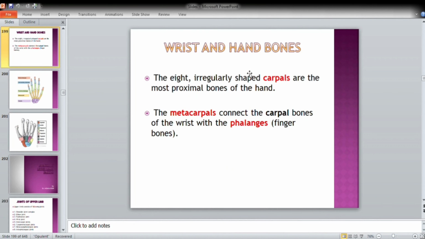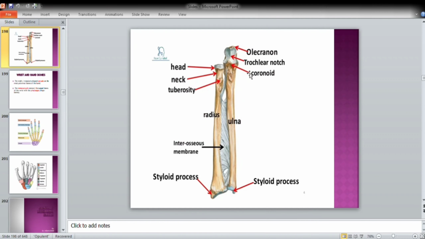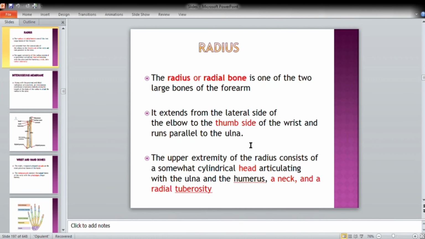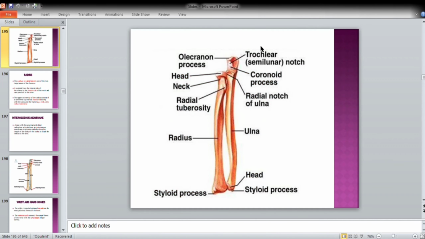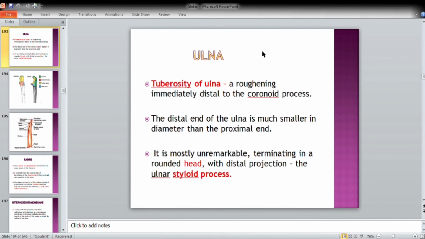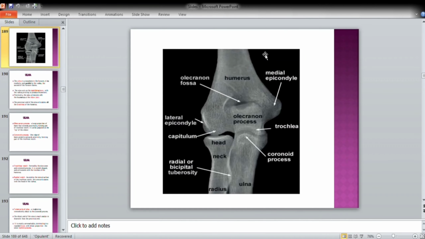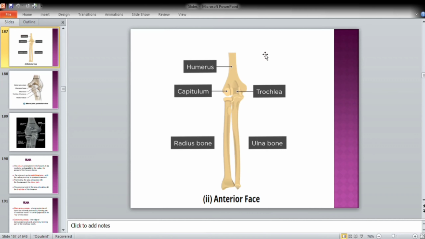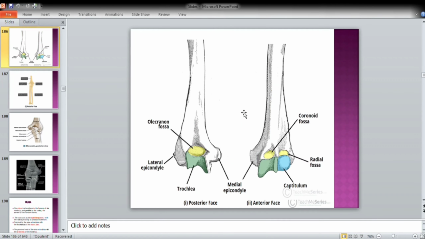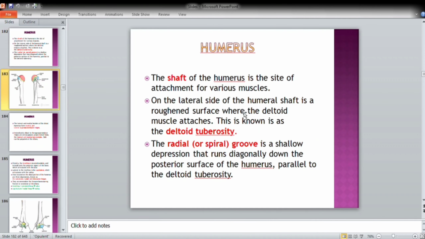It is difficult to explain the bones from the slides, but I hope you can see the pictures here and you can understand that. Just keep in view which side is the anterior side and which side is the posterior side, and then locate the highlighted things which are being highlighted in the diagrams here, like here and here and here.